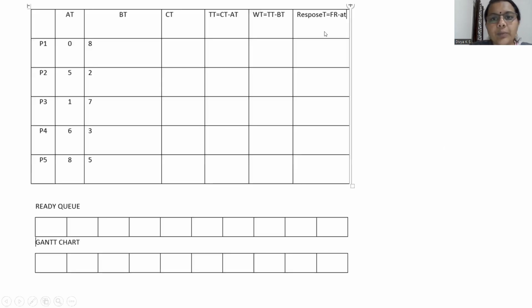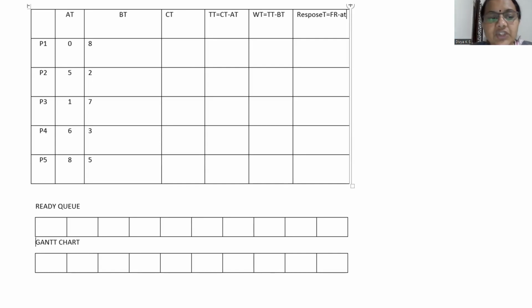Yeah, there's one problem here. As you know, AT means arrival time, BT means burst time, and CT is the completion time, then turnaround time, waiting time, and first response time. Everything we will check. Normally we draw the Gantt chart while scheduling, right?